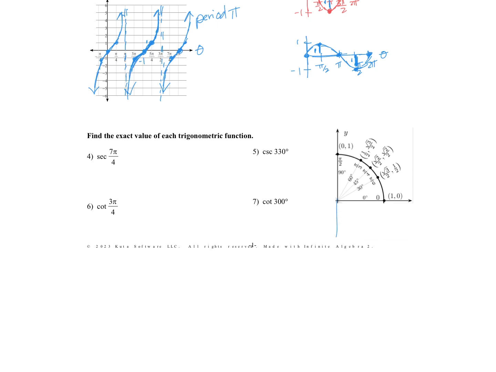So 7 pi over 4 is the 45 degree angle in the fourth quadrant. So it's a rad 2 over 2 coordinate. And this is my 7 pi over 4. And I know in the fourth quadrant, my y values are negative. So my sine value is negative, my cosecant is negative, my tangent is negative, my cotangent is negative because my y coordinate is negative and my x coordinate is positive in the fourth quadrant.